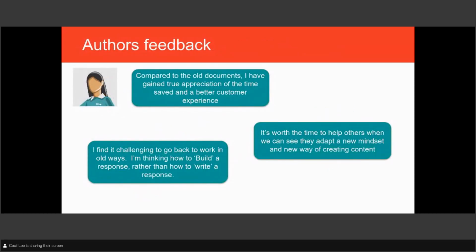So after all that, I come back to the people, because I really think that people are the true measure of success. Some of the authors who have gone through this journey gave some anecdotal feedback, and the one that resonated with me a lot was the last one. It said, "I find it challenging to go back to work in old ways. I'm thinking how to build a response rather than how to write a response." It was super when I heard that. It just touches my heart. That is some of the very encouraging feedback from our authors.